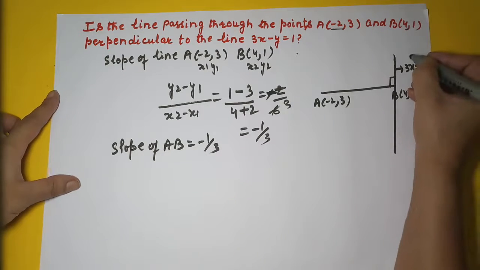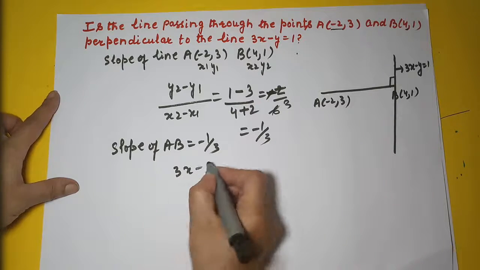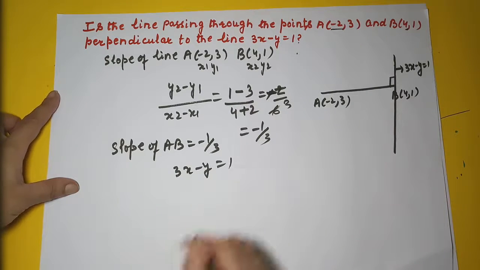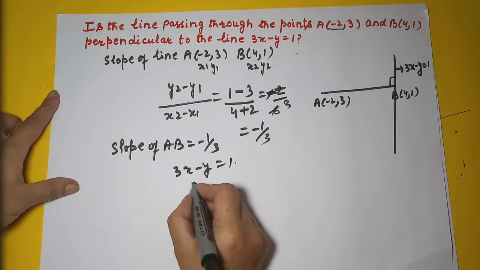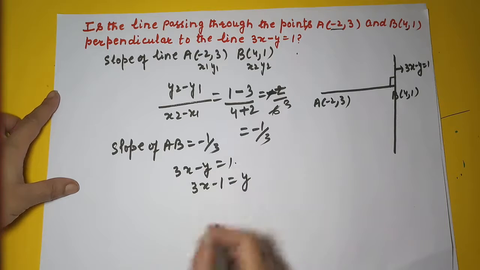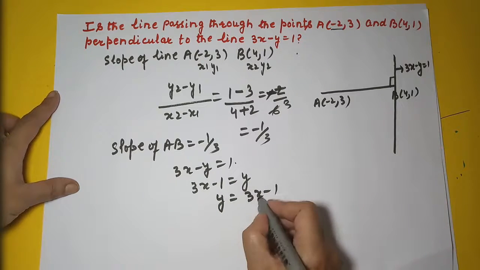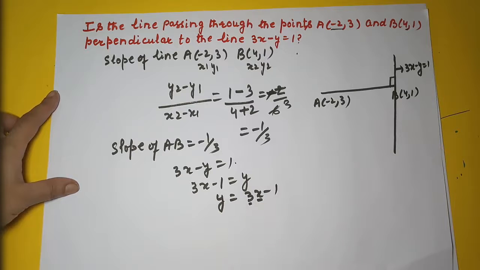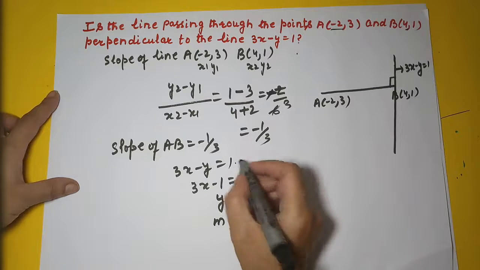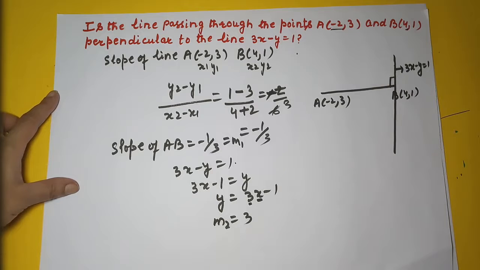Now let's find the slope of this line. Okay, what is this line? 3x minus y equal to 1. For that we need to first convert it into standard form. I have shifted this y to this side, so I got y equal to 3x minus 1. Now the coefficient of x is the slope of this line. Let me name this as m. M over here is 3, right? And let me name the slope here as m1 and this as m2.